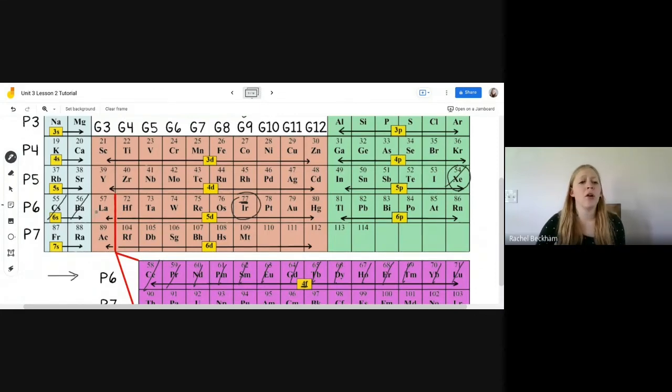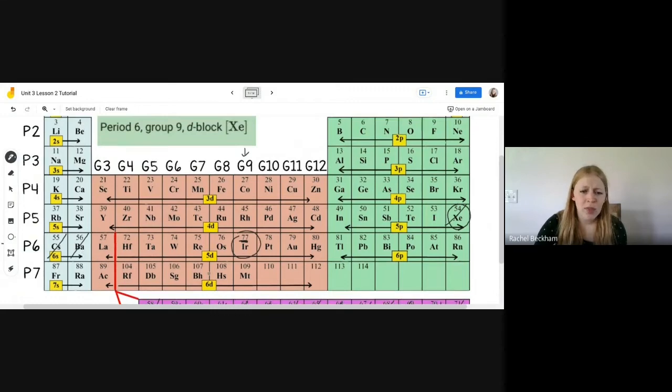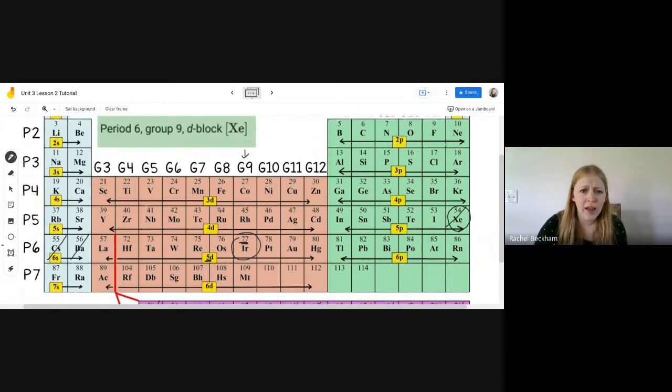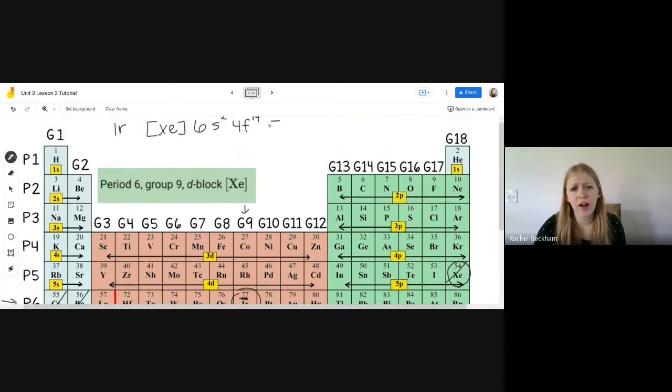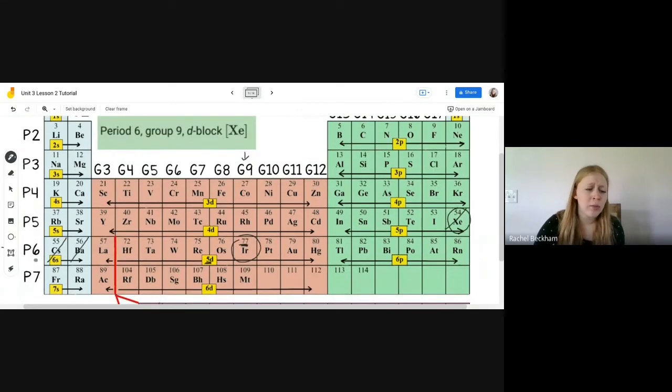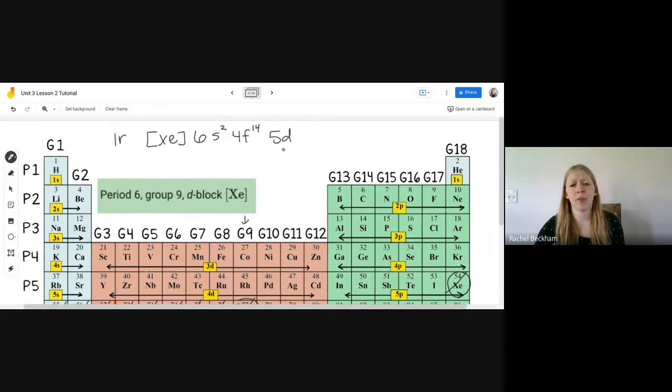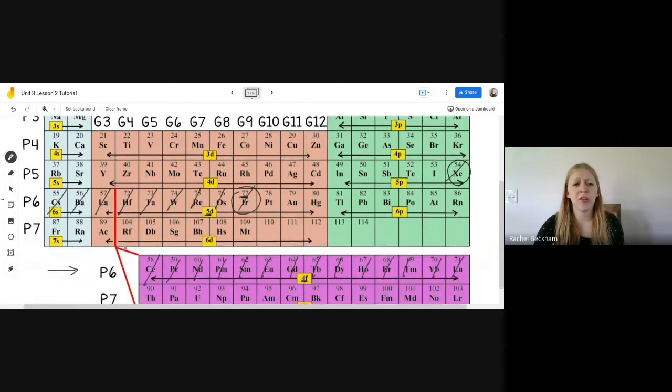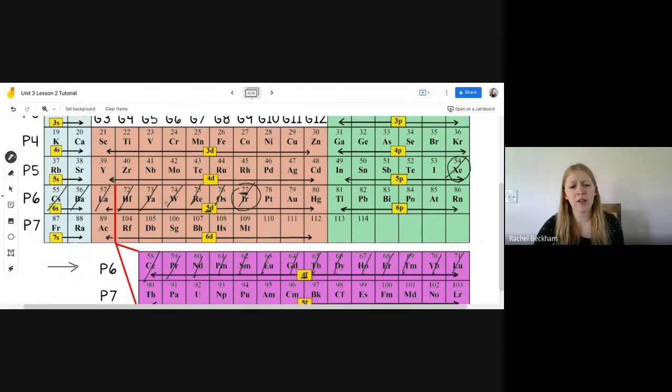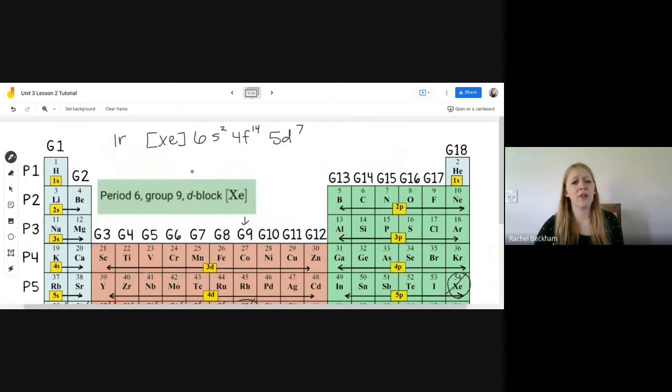And now we're on the D section. The D section is called 5D, okay? So 5D. Even though we're on period 6, see how it says 5D? And now we count over 1, 2, 3, 4, 5, 6, 7. 5D, 7.